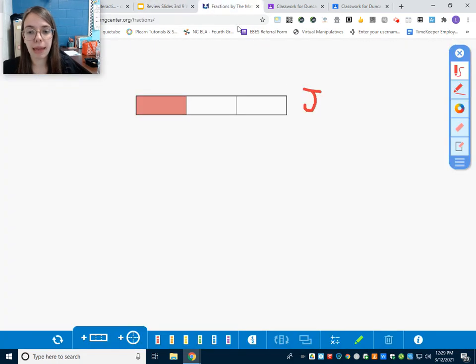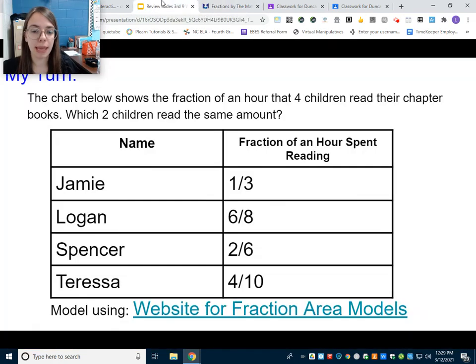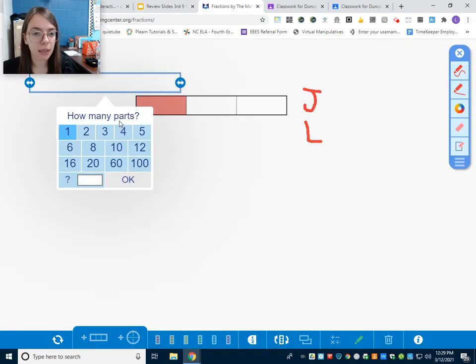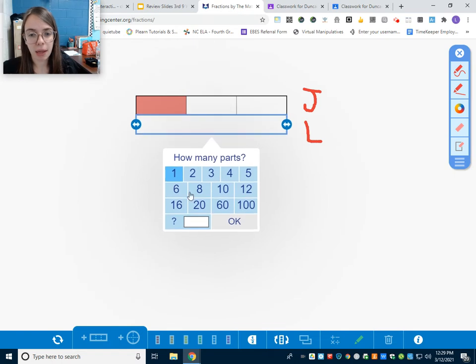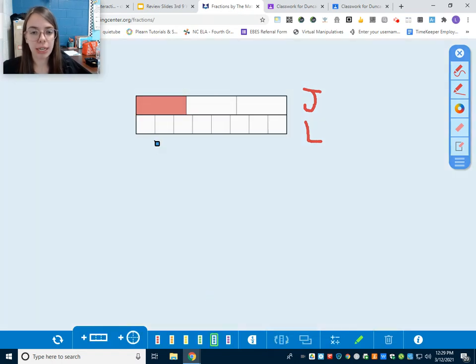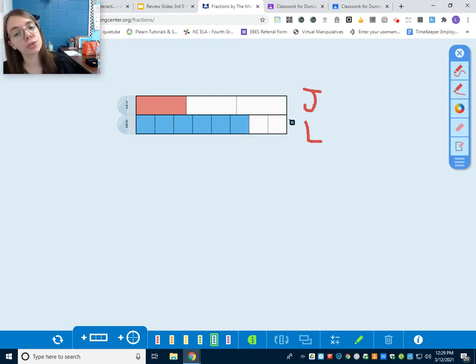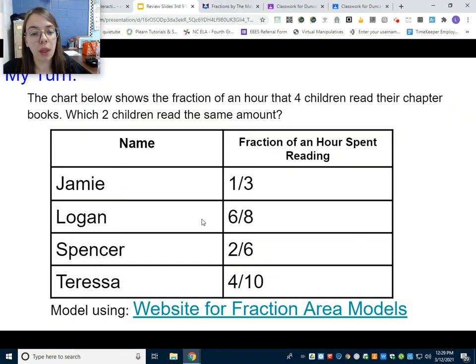All right, next I'm going to have Logan. So I'm going to build Logan's amount, and he has 6/8. So 8 is my denominator, 8 total parts, and I'm going to shade 6 out of those 8 in. I can even hit my labels button to check my fractions. Jamie and Logan did not read the same amount. I know that Logan read more than Jamie did because Logan's fractional part is closer to a whole than Jamie's. That's how I know his is more or greater. So I need to keep going.